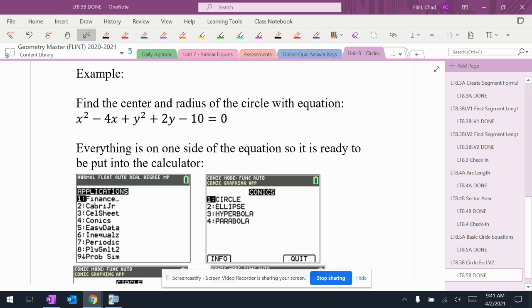So this is a very quick example just with the screen clips from the calculator in case you need to come back and look at something. So it gives me an equation here. Everything's on the left side, so it's equal to 0.